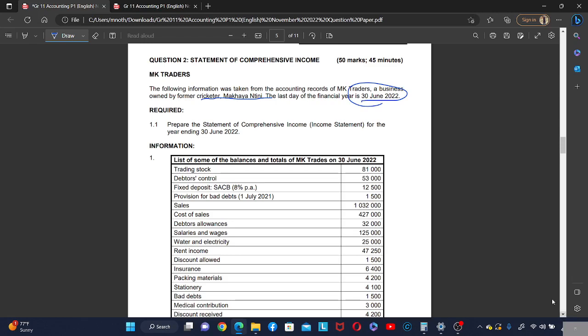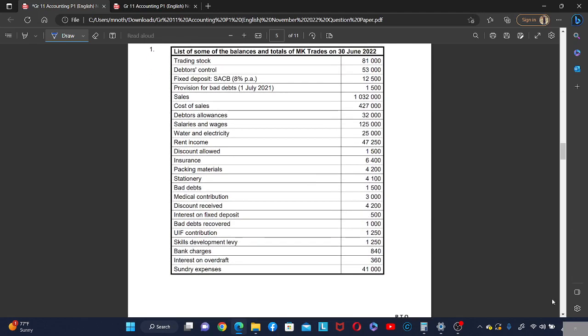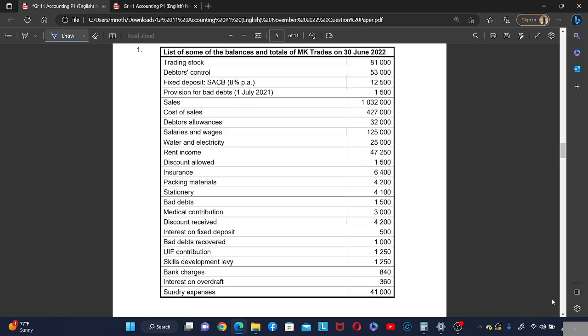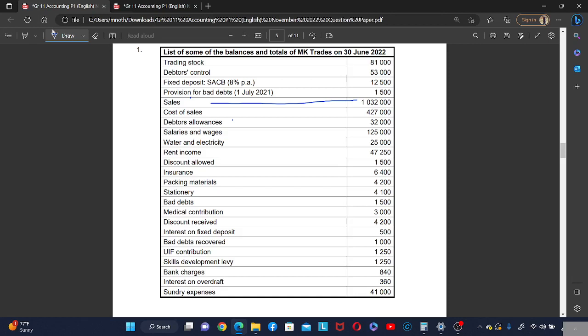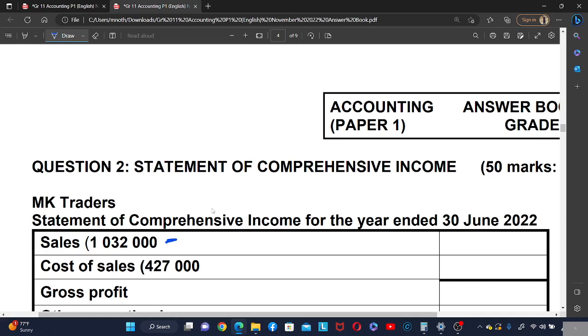You know that in the income statement, the first thing that you must do is take the money for the sales and subtract the debtors allowances. We are given the sales, 1,032,000. It's already written on the answer box. We just have to subtract the debtors allowance, which is 32,000. So minus 32,000, right?